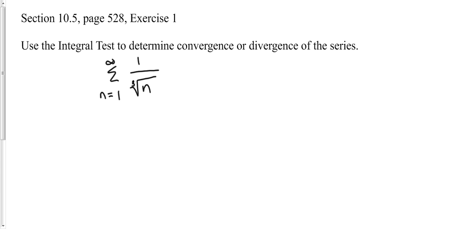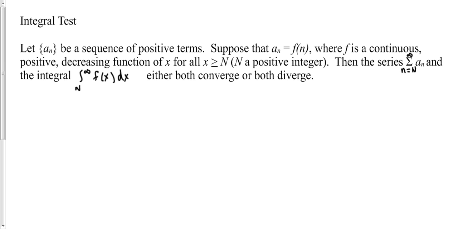Well, let's start by reviewing what the integral test says. It says let a_n be a sequence of positive terms. Suppose that a_n, or the nth term, is equal to f of n, where f is a continuous, positive, decreasing function of x for all x greater than or equal to capital N, where capital N is a positive integer. Then the series from n equals capital N to infinity of a_n, and the integral from capital N to infinity of f of x dx either both converge or both diverge.